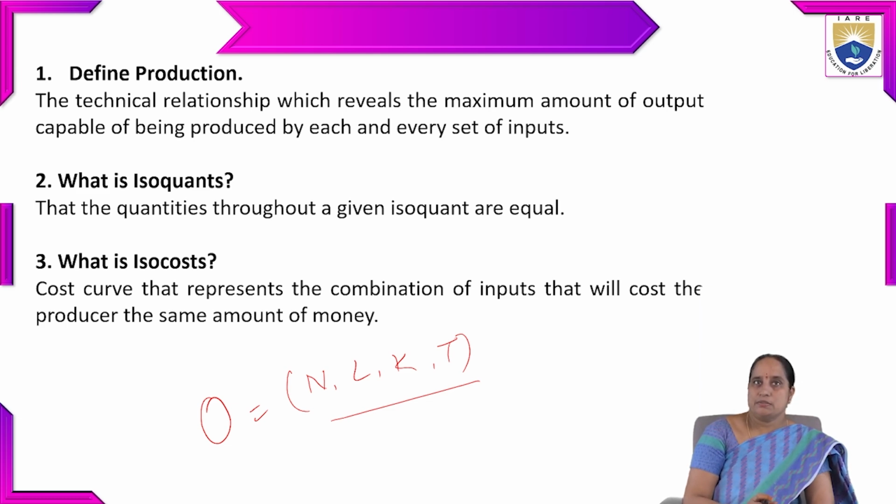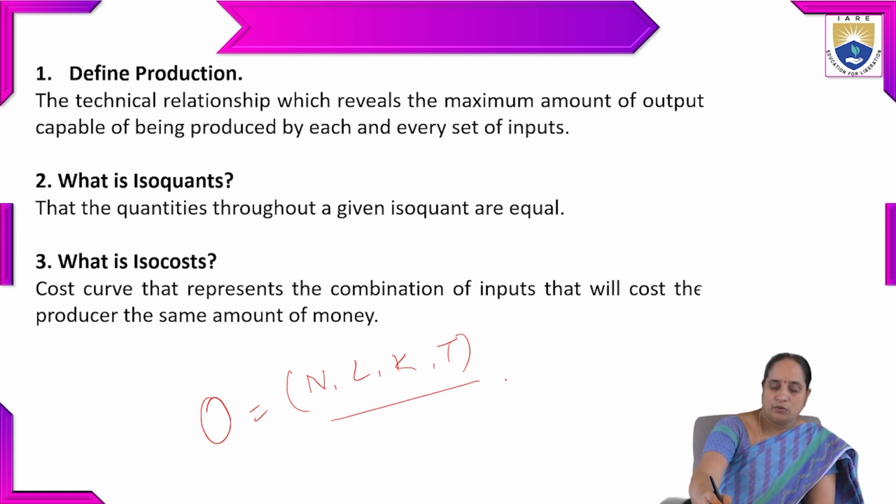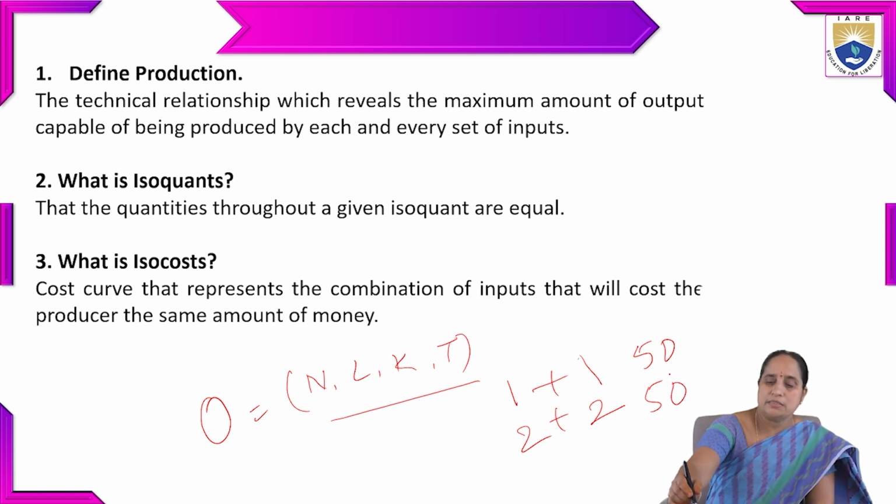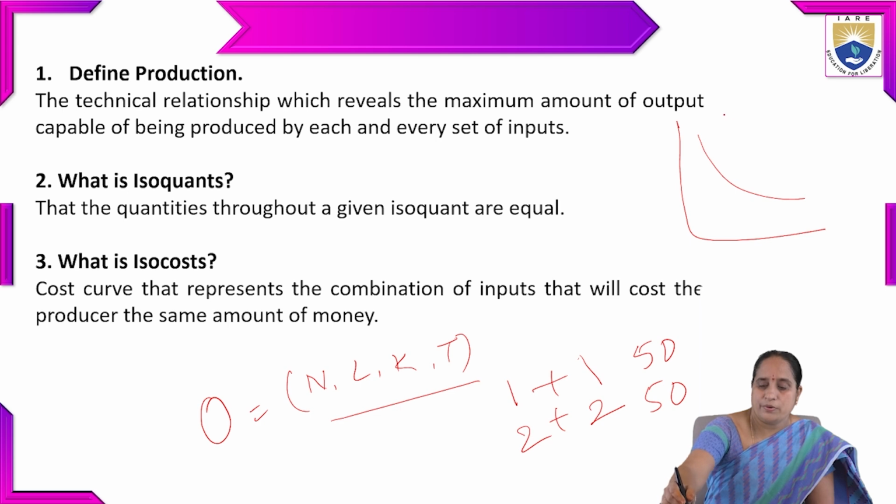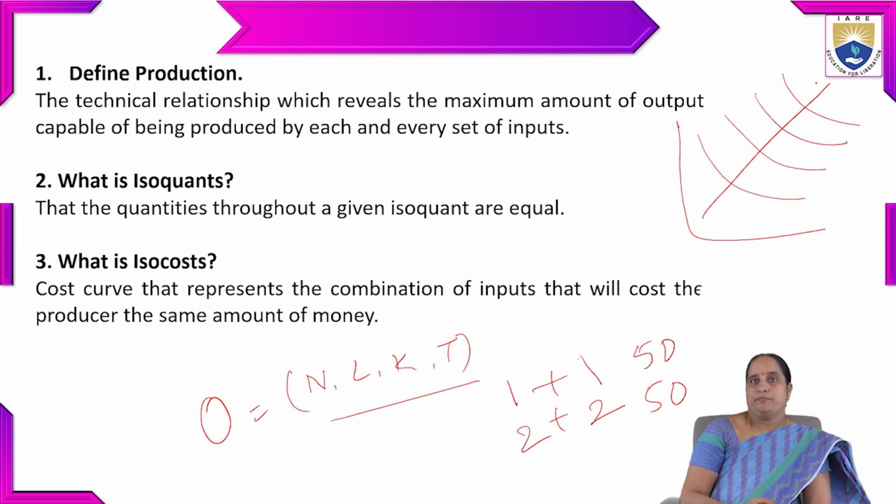So in case of isoquants, whatever may be the combination of the inputs, labor and cost of capital, it gives the same output. So if you take one labor, one cost of capital, then we produce 50. If you take two labor, two cost of capital, again you are going to produce the same amount. So as a result, if you draw the production curve, we get the same output irrespective of the combinations of input. So that is known as isoquants.